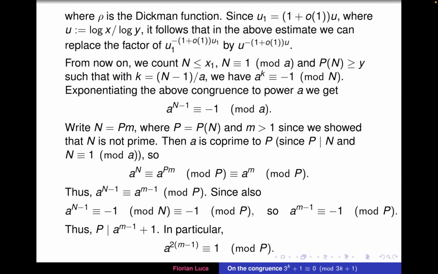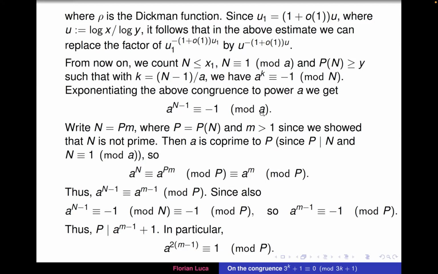So from now on, I want to count n, which are up to x, which are 1 mod a, and such that the largest prime factor of them is at least y, where y I don't know yet what it is, but I'll find out later, such that if I put little k equal (n minus 1) over a, then it passes my congruence. So I exponentiate to power a, I get a to the power (capital N minus 1) is minus 1 mod n. Sorry, this is a mistake here. This shouldn't be a, it should be capital N.